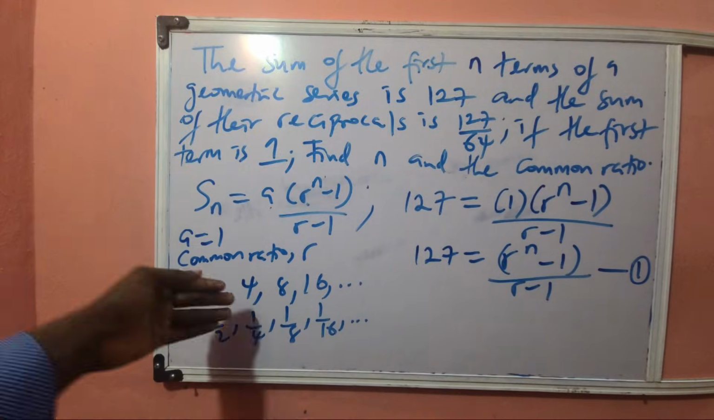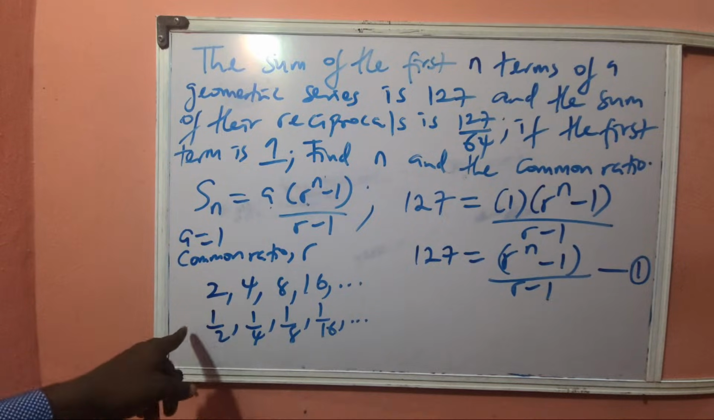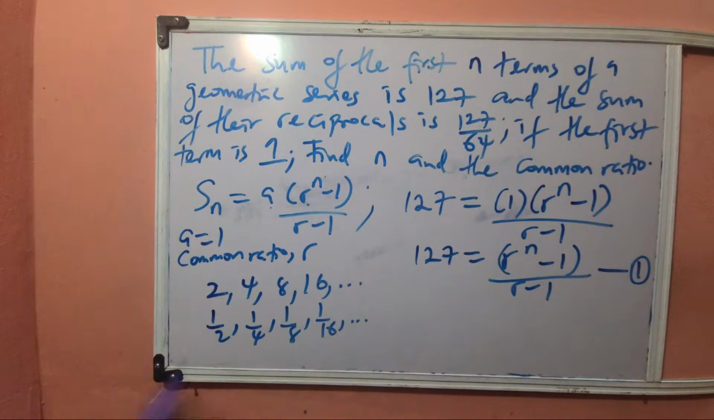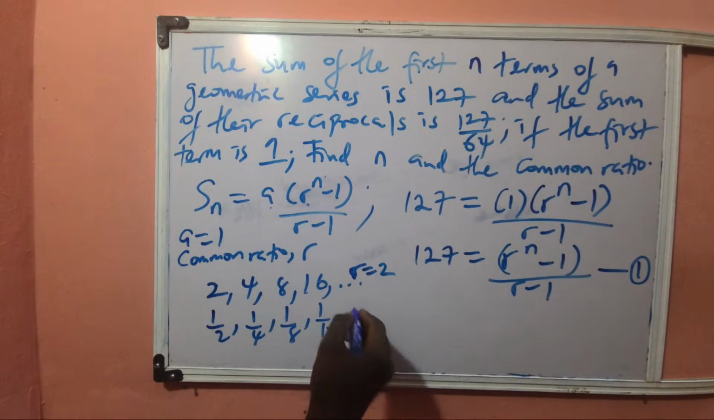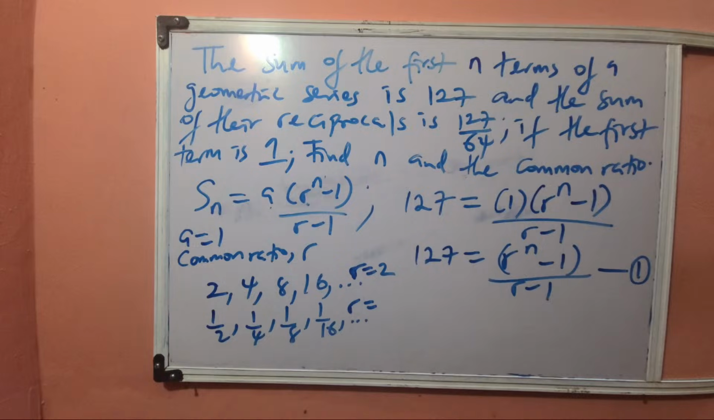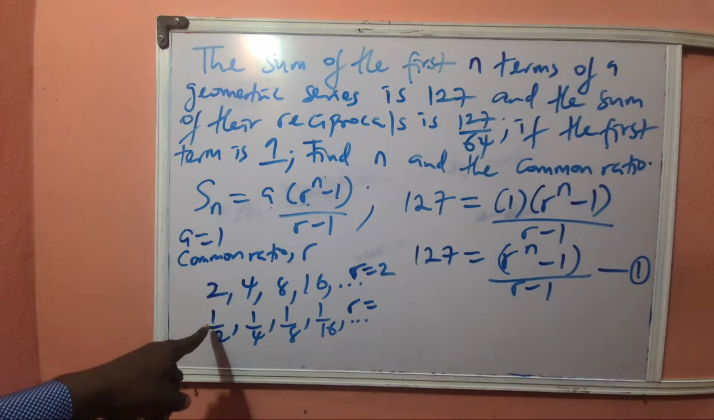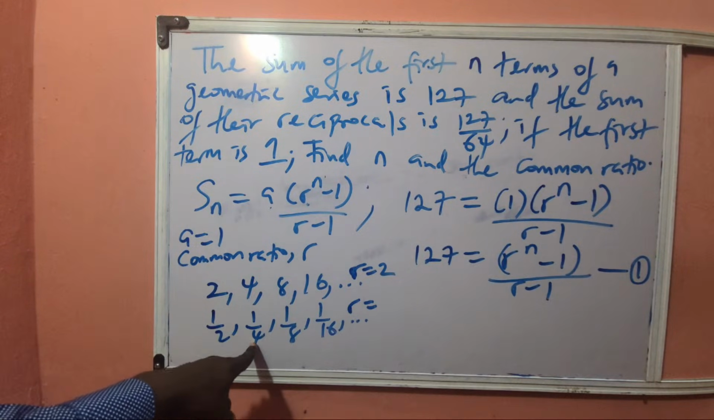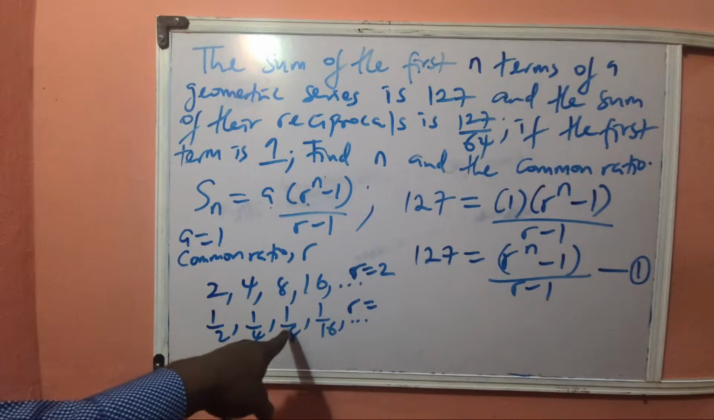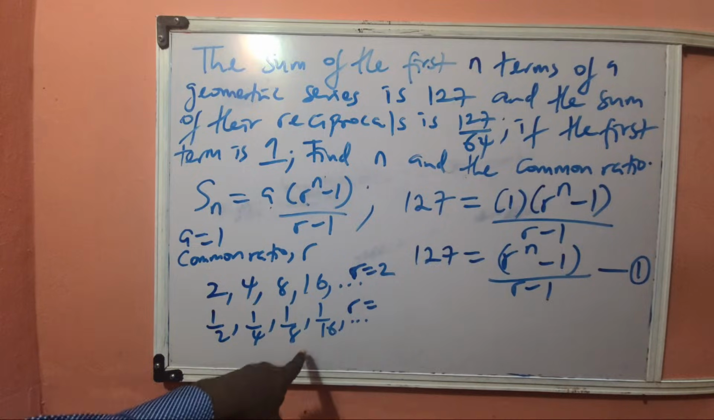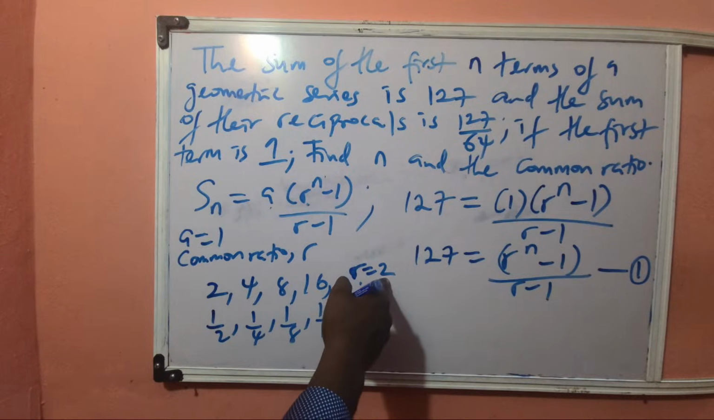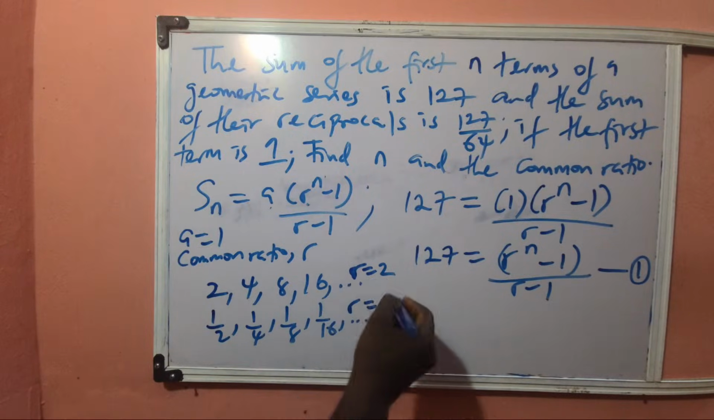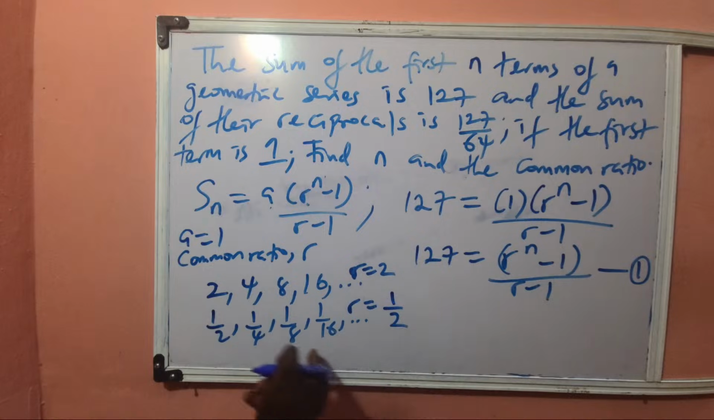Let's see what happened when we had the reciprocal of that series. Our R here was 2. What was our R here? Check it out. You will see 1 over 2 times 1 over 2 is 1 over 4. 1 over 4 times 1 over 2 is 1 over 8. 1 over 8 times 1 over 2 is 1 over 16. You can see that the same thing happened: you had the reciprocal as the ratio for the other one.